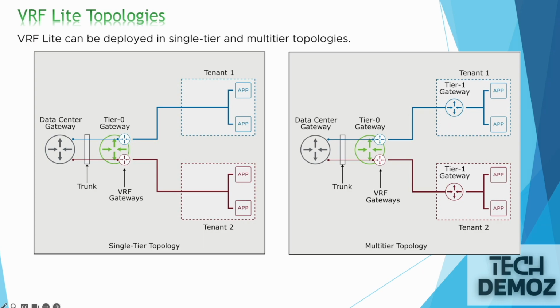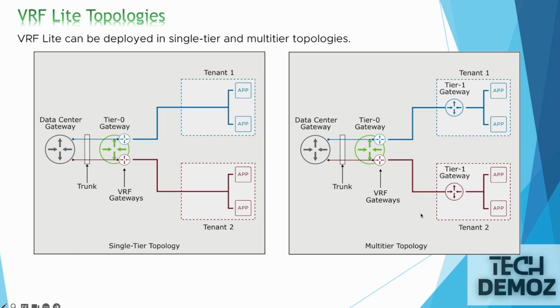Moving to the next slide, these are the VRF-Lite topologies. VRF-Lite can be deployed in single-tier and multi-tier topologies. A VRF gateway can only be deployed as a Tier 0 gateway. A trunk is used to interconnect the different VRFs with the physical gateway. The physical gateway and the underlying infrastructure, like the vSphere distributed port group, must support trunking. Tenants can be connected to the Tier 0 segments and Tier 1 segments.